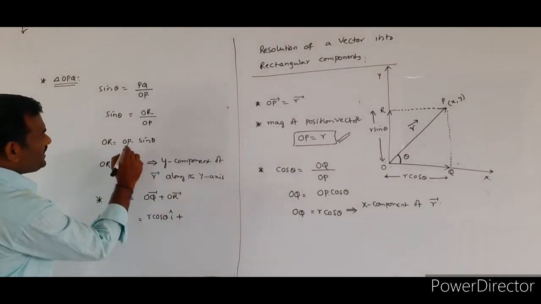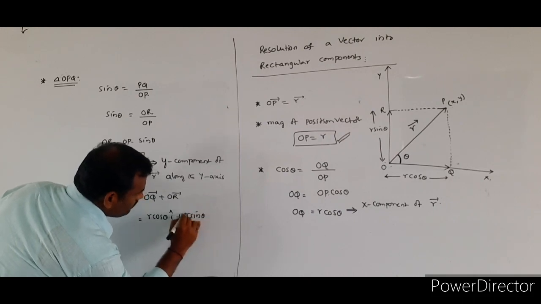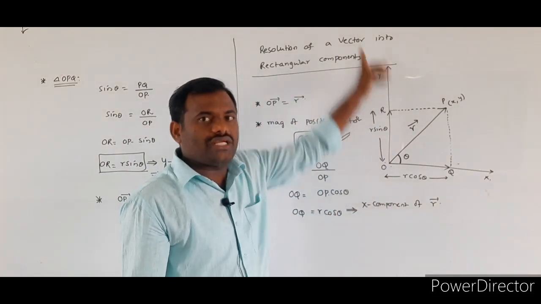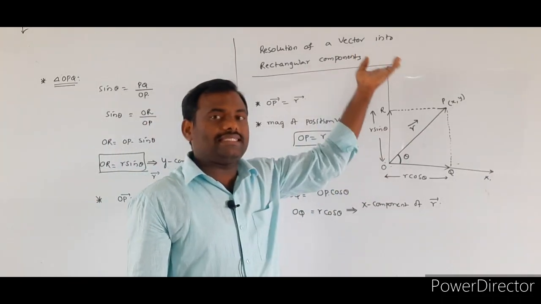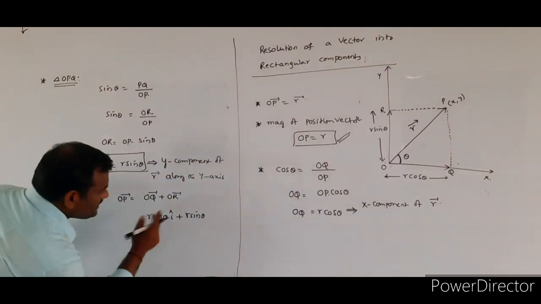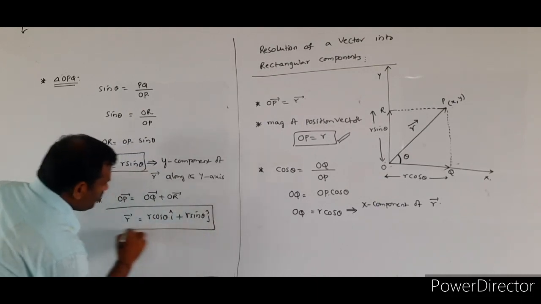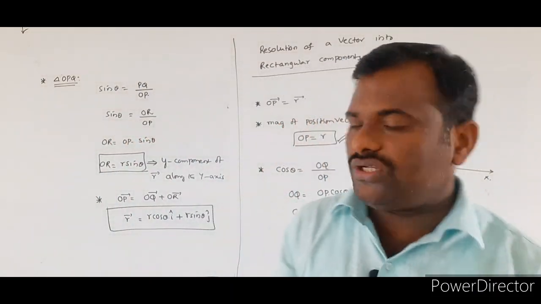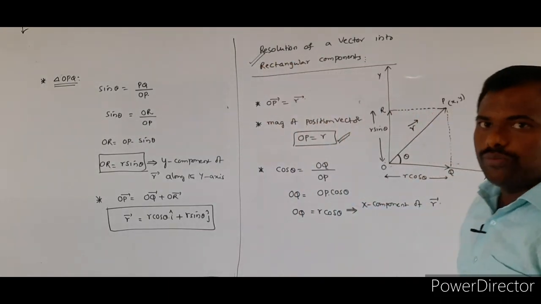Plus OR magnitude is equal to R sin theta. This value will be acting along which direction? Y axis. So if any vector is measured along the y axis, which unit vector do we have to take? J cap. So R cos theta into I cap plus R sin theta into J cap is equal to R bar. So this is the complete information about resolution of a vector into rectangular components.